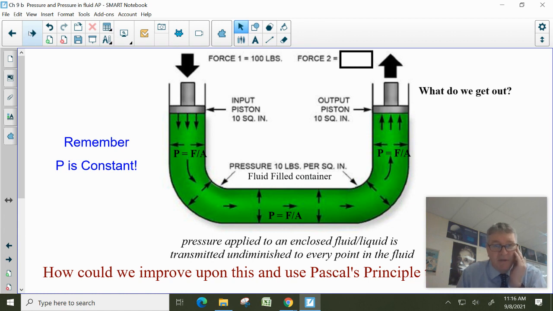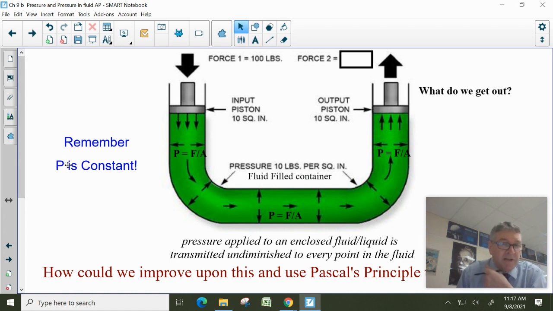Now here's one of the simplest questions. It's kind of the same idea. Now we're going to put a little math to it. So I'm going to apply a force, let's say 100 pounds, on a piston that has an area of 10 square inches. And remember, pressure is force over area. So I have a force of 100 and an area of 10. Well, it sounds like 100 divided by 10 is 10.